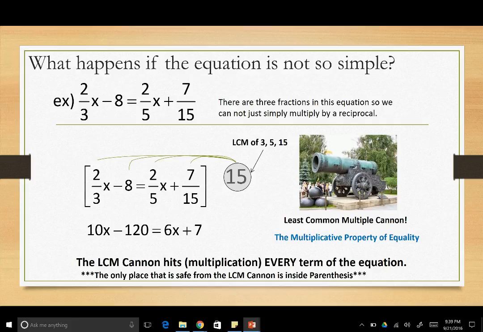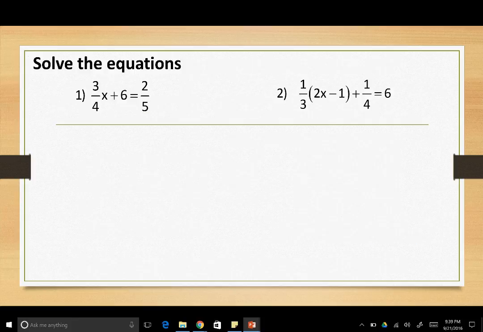Now you can see down there at the bottom, there is a safe haven or a bomb shelter, if you will, where numbers are safe from the least common multiple cannon. And that is if they're inside parentheses. We'll take a look at that in just a second in an example. But hopefully this makes sense so far. So let's take this now and practice on a couple of equations.